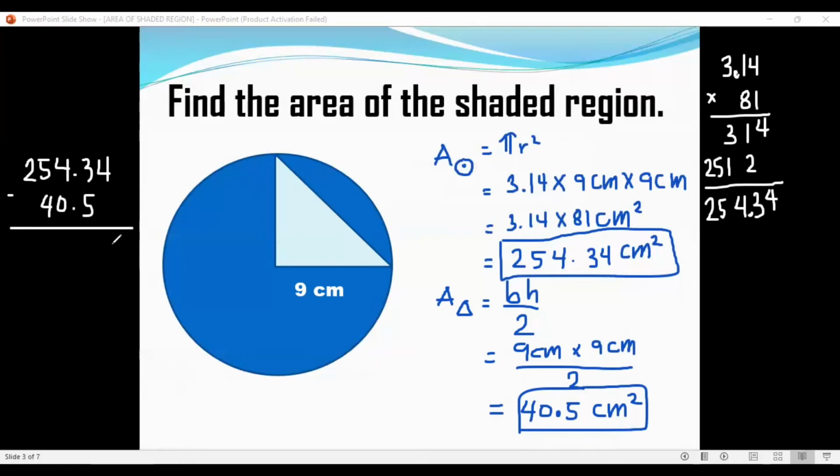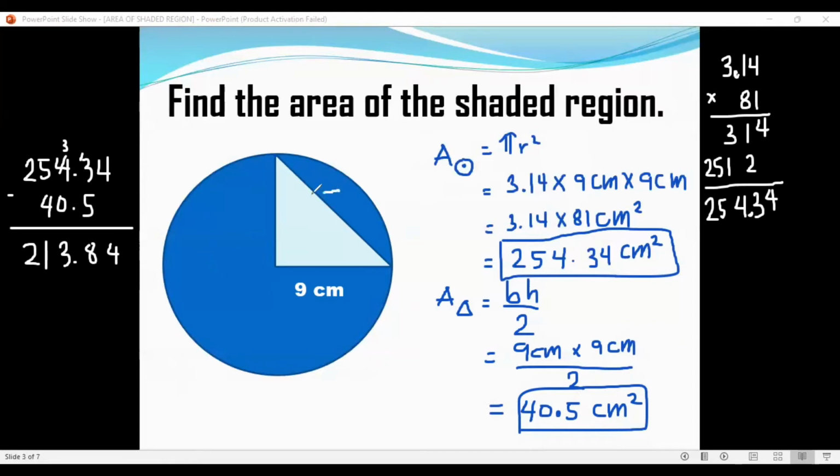By doing this, we have to just bring down the 4. Then this becomes automatically 13. 13 minus 5 is equal to 8. And then we subtract 3 minus 0, that is 3. And then 5 minus 4, there is 1. And then this is 2. Okay, so 213.84. So this is the area now of the shaded region.